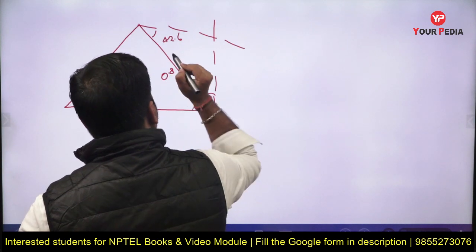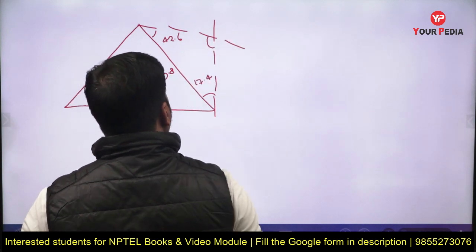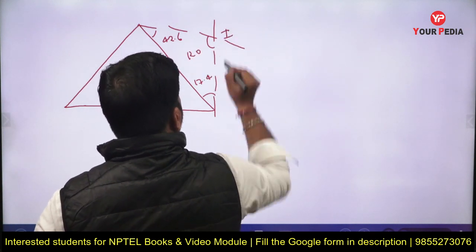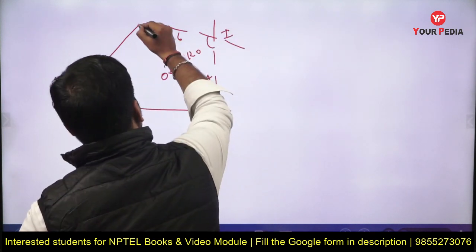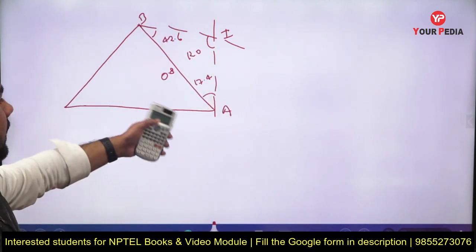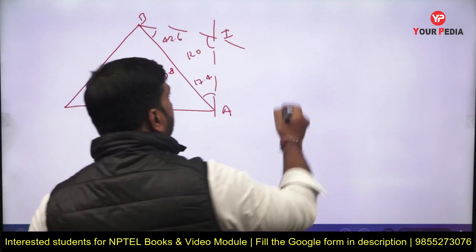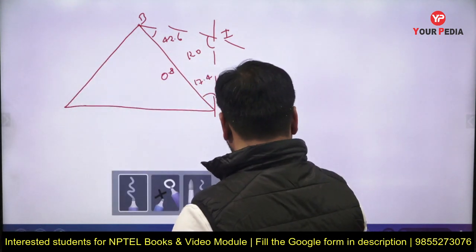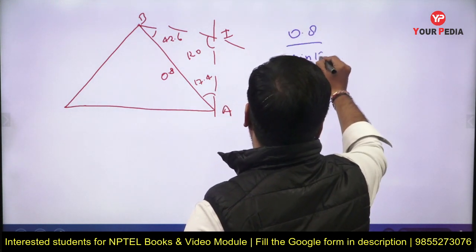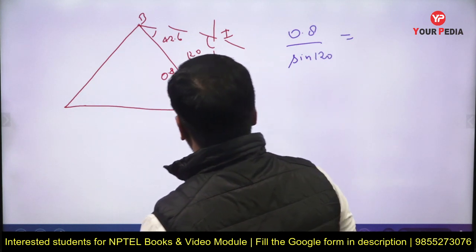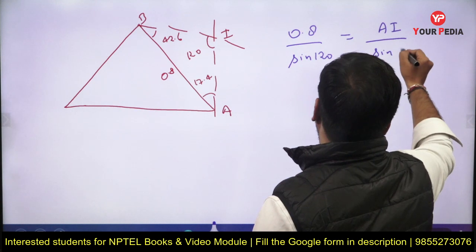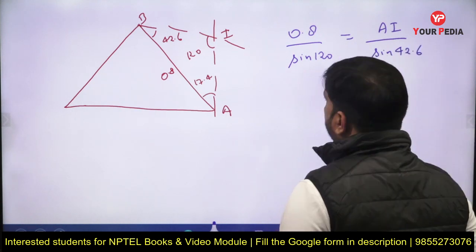So this one is 17.4, that is 60, that comes to be 120 degrees. This is point I, this is point A, this is point B. So now here you can apply the sine rule on the triangle ABI. So here you get 0.8 upon sine of 120 degrees equals AI upon sine of 42.6, and we are required to find AI.